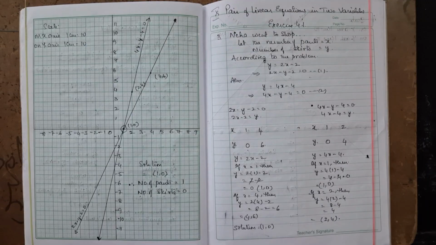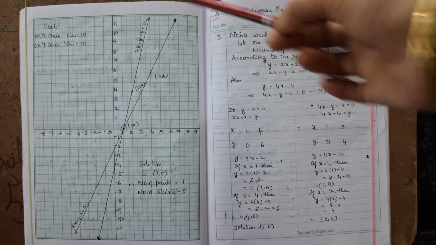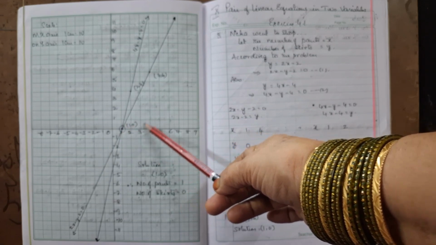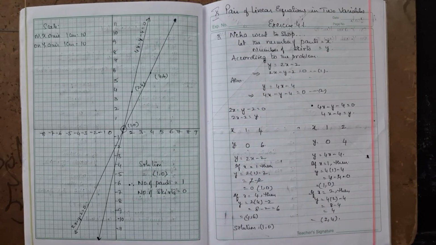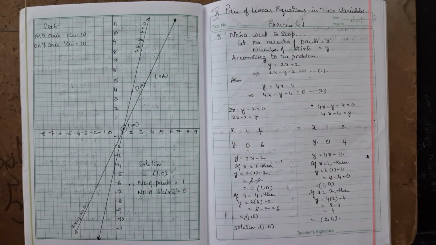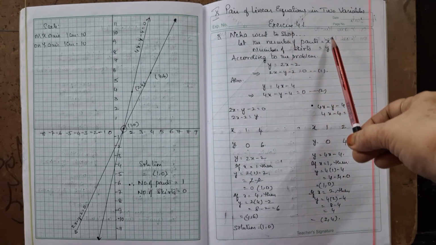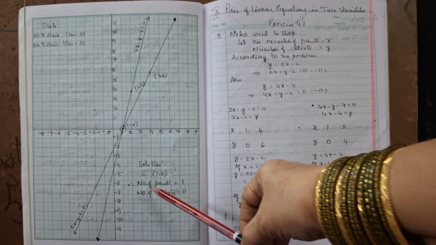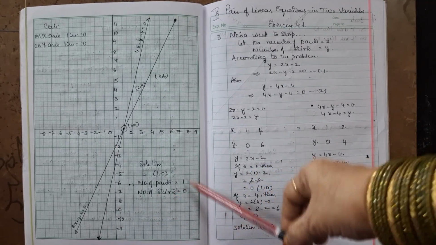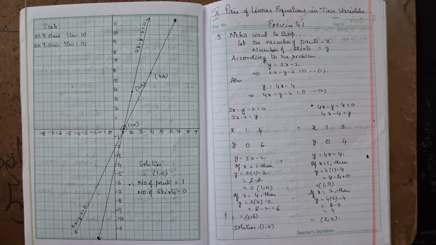x-axis, same on y-axis. So these two intersecting lines are intersecting at 1 comma 0. So that means x value is 1, y value is 0. X value is 1 means, what is x? We have talked about pants. So number of pants is 1, number of skirts is 0. This is the answer for this problem, children. Please do it in the graph. If you do, you will get it.